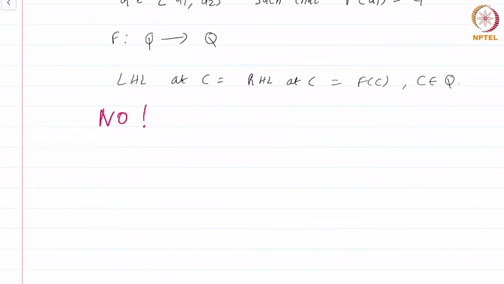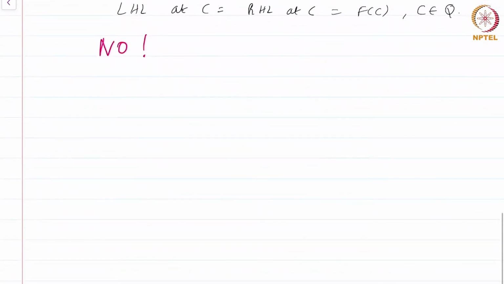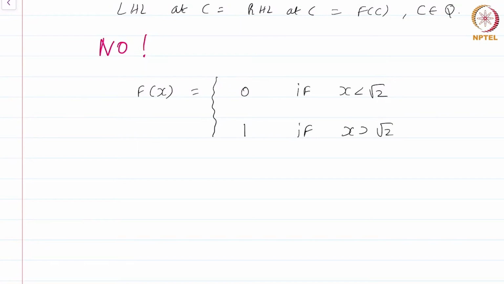Well, the only way you can show something is not true is by producing an example. Let's produce an example of a function that is continuous from Q to Q but nevertheless does not satisfy the intermediate value theorem. The function is defined as follows. f of x is defined to be 0 if x is less than square root of 2. It's 1 if x is greater than square root of 2.